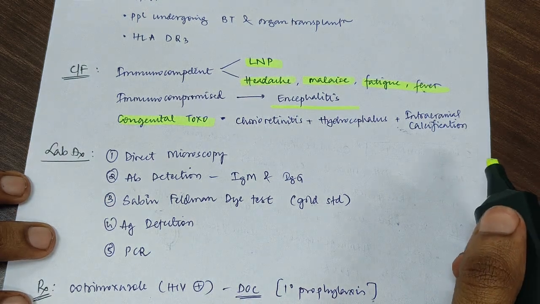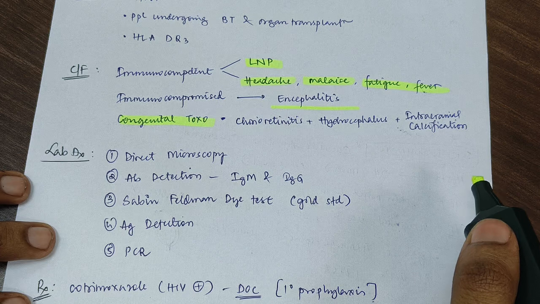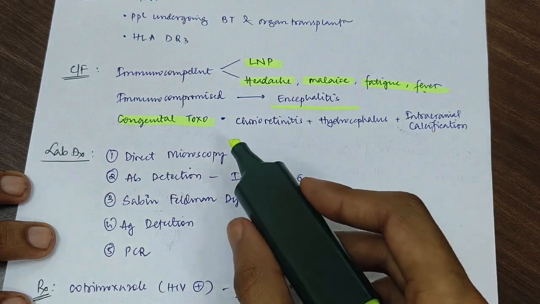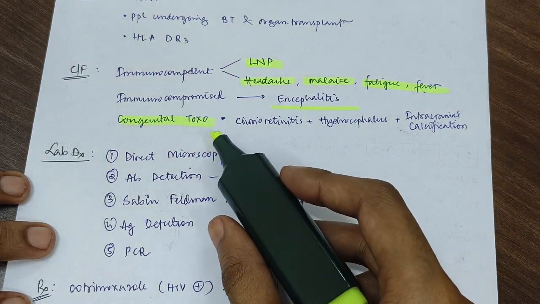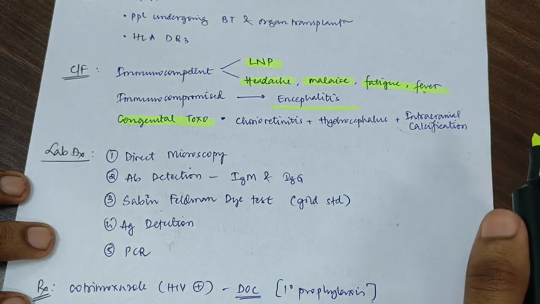Okay, TORCH. You are going to read what you are going to comment in the section. What is the triad of this toxoplasma in the congenital phase? Chorioretinitis, hydrocephalus and intracranial calcification.